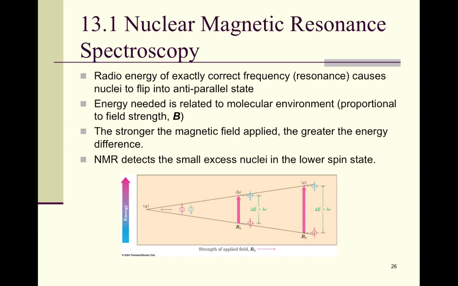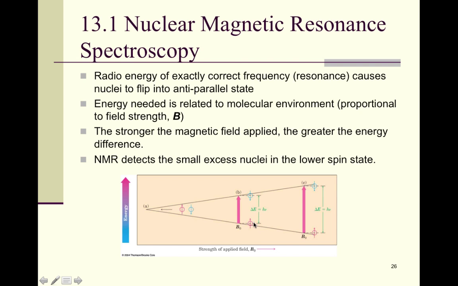Radio energy of exactly the correct frequency, or resonance, causes nuclei to flip to an anti-parallel state. The energy needed is related to the molecular environment, which is proportional to the field strength B. The stronger the magnetic field applied, the greater the energy difference. NMR detects these small excess nuclei in the lower spin state. It's these energy differences that are measured as the magnetic field is applied.